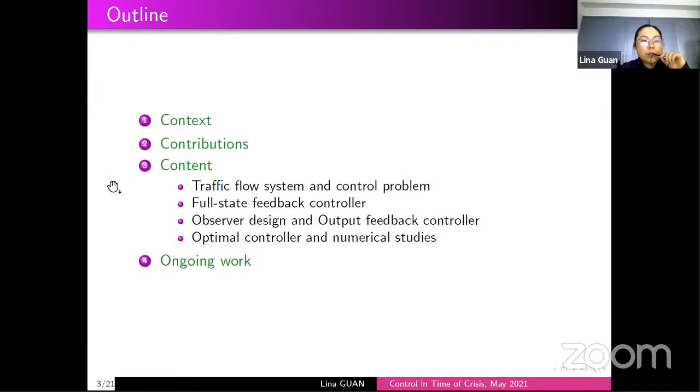Firstly, I will present the outline. The first part is the context. The second part is the contributions of this work. The third part is the content, and the last part is about the ongoing work at present. The content includes the traffic flow system and control problem, full state feedback controller, observer design and output feedback controller, and optimal controller and numerical studies.